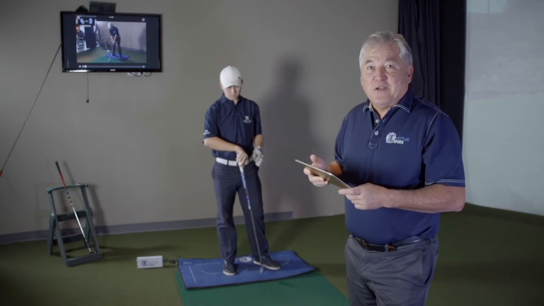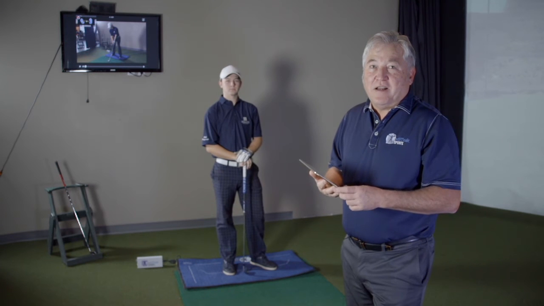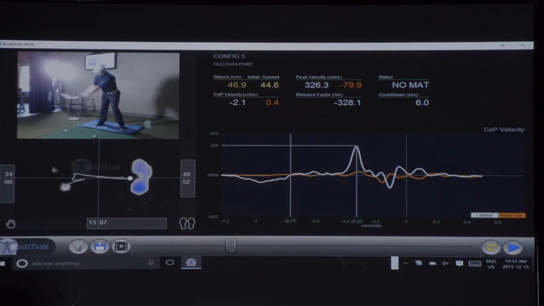Great swing, Neil. So now that you've learned how to capture the data, let's take a look at what this all means. In this case, we've used shift to capture the COP chart and velocity chart information.